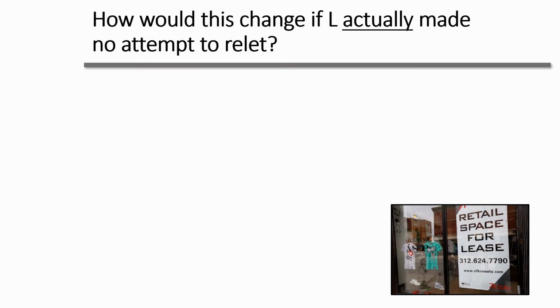Now let's change the facts and assume that the landlord actually made no attempt at all to relet the property, just let it sit there vacant. What are the landlord's claims against the old tenant? Well, the landlord can still claim the $50 a month deficiency for the full 12 months remaining on the lease. So that would be $600.